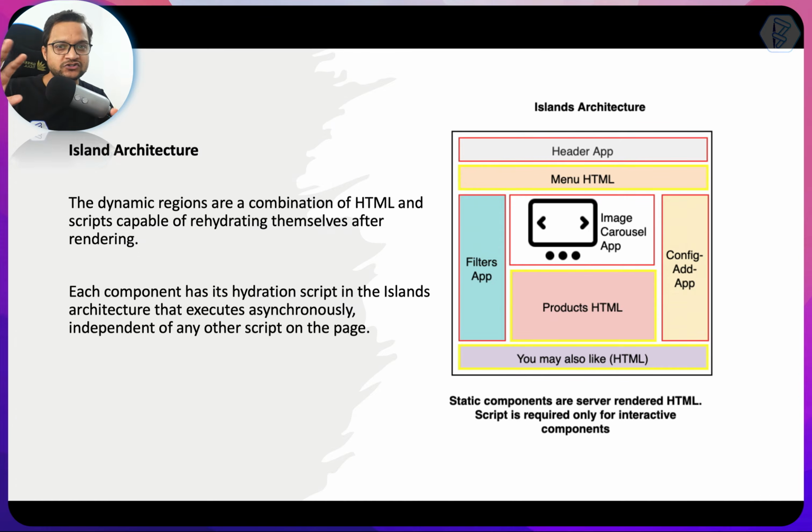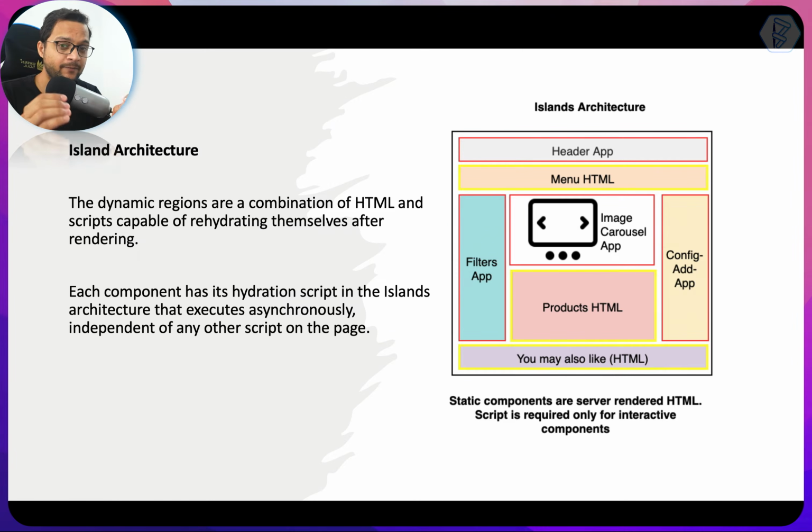So there is a script which tells the island, the component, that hey, this is the way you need to hydrate yourself. That means you need to connect all the events to the respective HTML components. Okay, and that executes asynchronously. Behind the scenes, it's doing everything independent of any other script. Since these islands are isolated in terms of scripts, whatever happens in one island, whatever happens in one component, does not affect any other component, any other island.